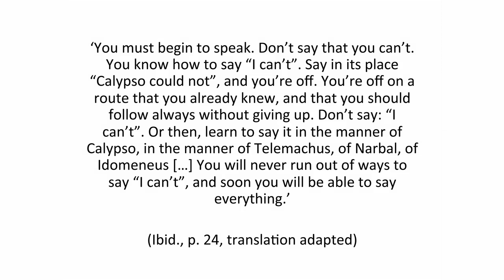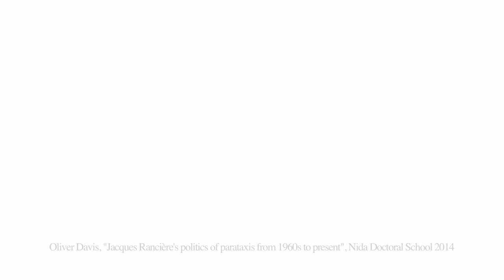And you're off. You're off on a route that you already knew, that you should follow without giving up. Don't say I can't, or then learn to say it. Learn to say I can't in the manner of Calypso, in the manner of Telemachus, of Narbal, of Idomeneus, characters from the book. You will never run out of ways of saying I can't, and soon you will be able to say everything. So it's a conversion of incapacity into performance, premised on this notion of intellectual equality, and also premised on the lack of sympathy for that impossibility on the part of the teacher.